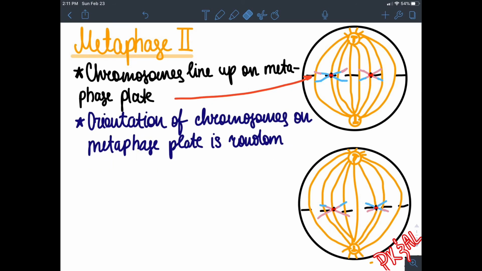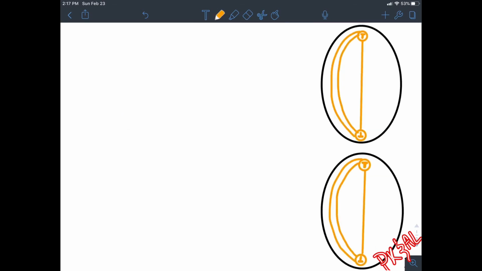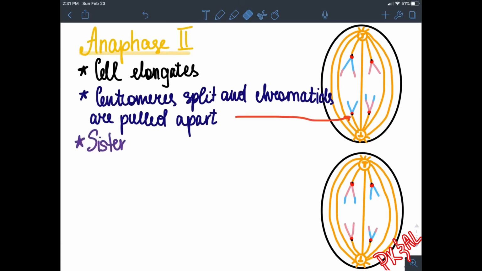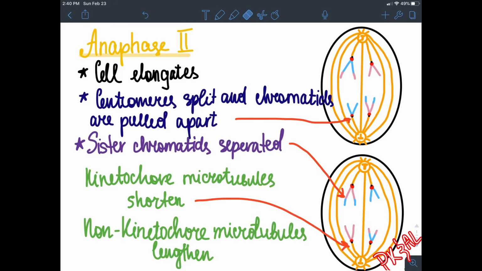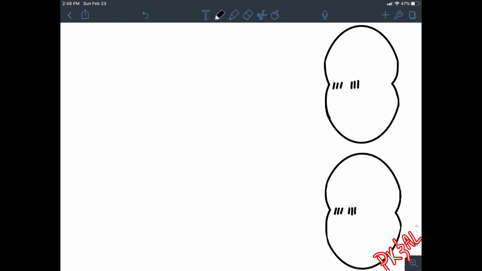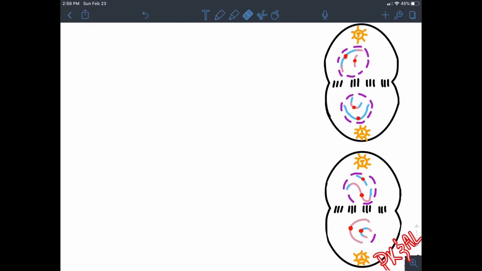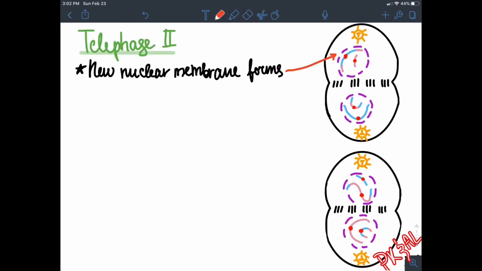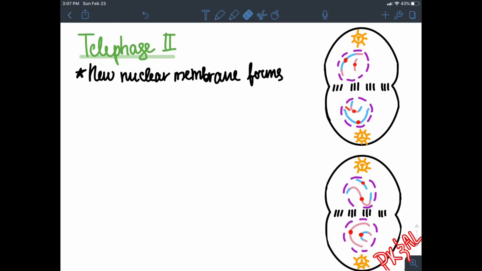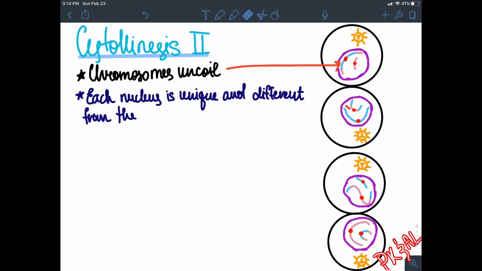After this is anaphase 2. In anaphase 2, the cell elongates, centromeres are split, and sister chromatids are pulled apart. The non-kinetochore microtubules lengthen, and the kinetochore microtubules shorten. After anaphase 2 comes telophase 2. In telophase 2, a new nuclear membrane forms. The chromosomes uncoil, and the rings of actin microfilaments start cytokinesis during late telophase. In cytokinesis 2, each nucleus is unique and different from the parent.